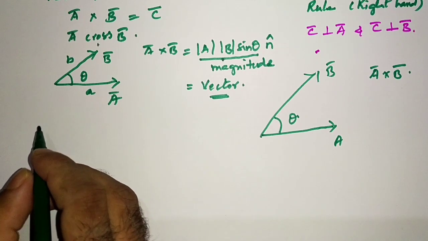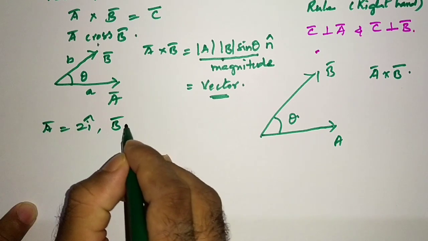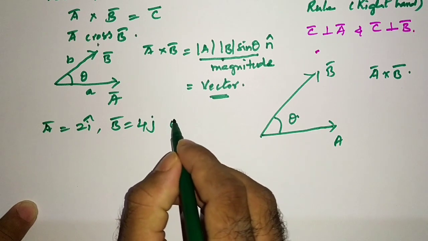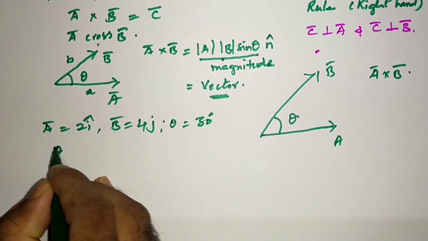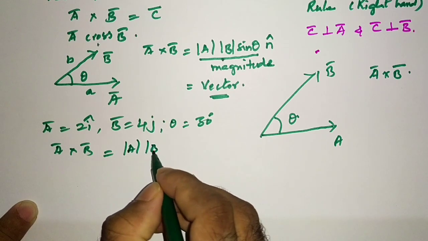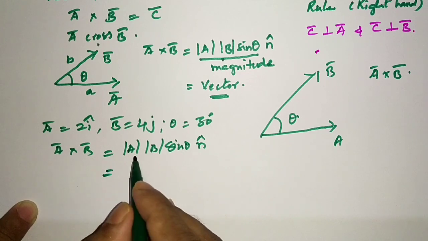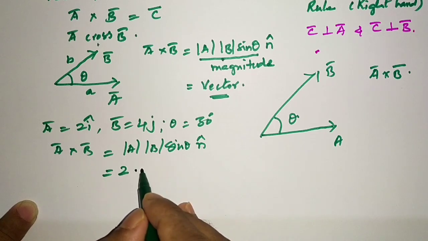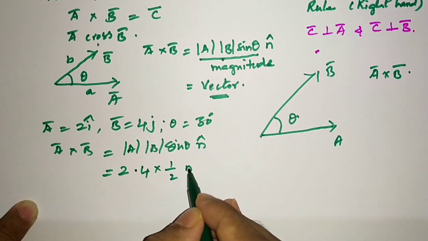Suppose A is a vector, 2i cap, and B is another vector, 4j cap, and the angle between them is 30 degrees, for example. Now I want to calculate A cross B. Then what is the formula? Mod A into mod B into sine theta into n cap. Don't forget to write this n cap. Mod A is 2, into mod B, 4, into sine 30, which is 1 by 2, into n cap.